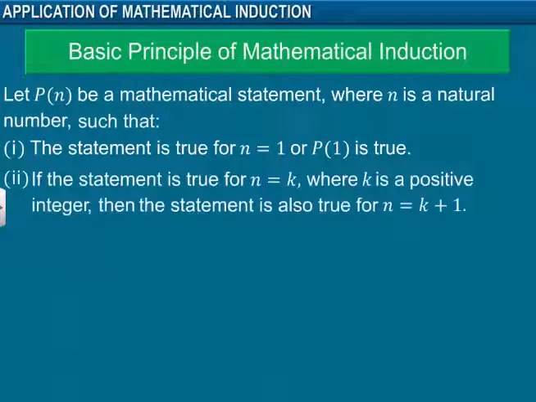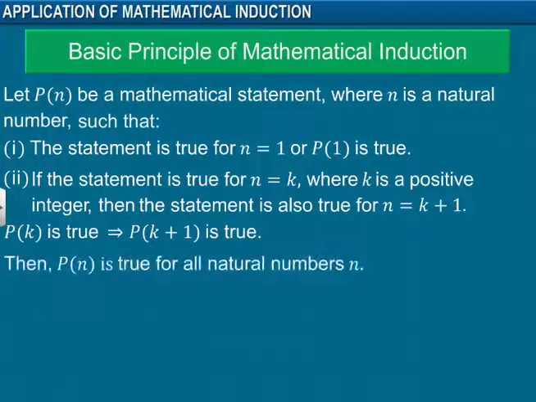If the statement is true for n equal to k, where k is a positive integer, then the statement is true for n equal to k + 1. In other words, if P(k) is true, then P(k + 1) is also true. Then, P(n) is true for all natural numbers.